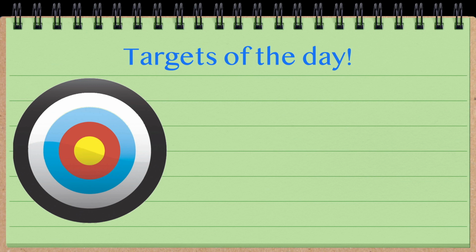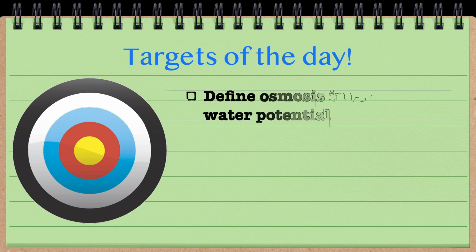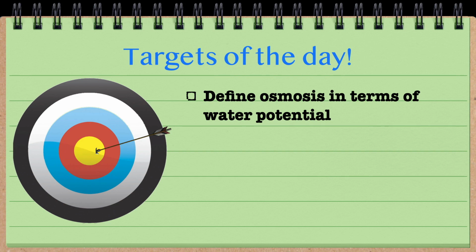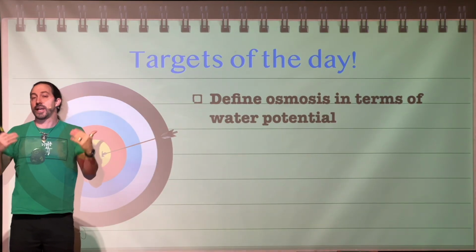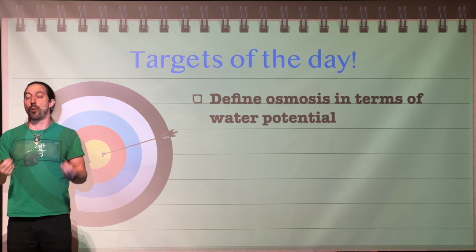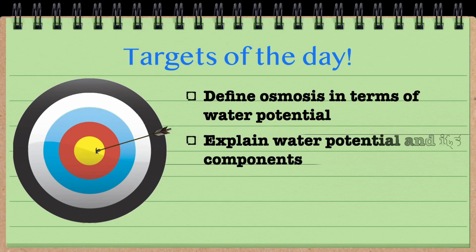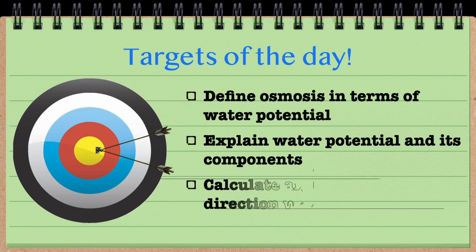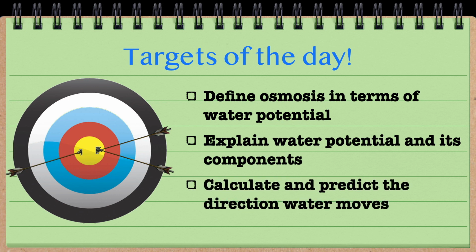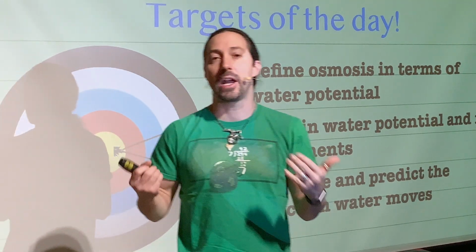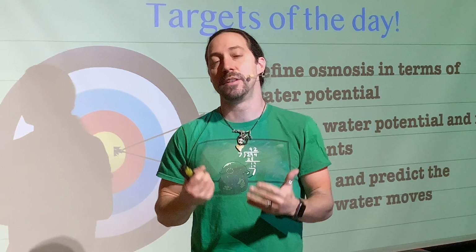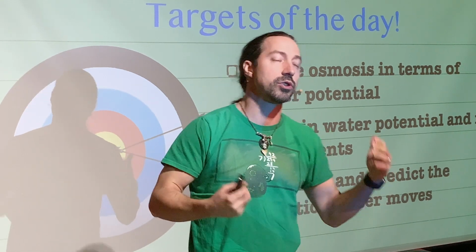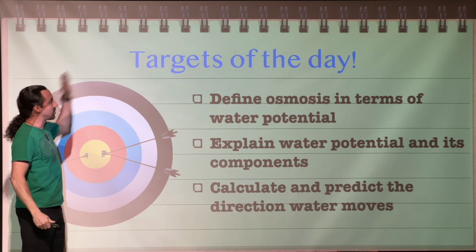So let's look at our targets of the day. The first target is to define osmosis in terms of water potential. What does water potential actually mean in regards to the direction that water will move? And then we're going to explain water potential and the different components that make up water potential. And lastly, we're going to do a few calculations, looking at the way that water potential can be calculated and the limitations in which those calculations can be used. So those are our goals for today. Let's get this started. Here we go.